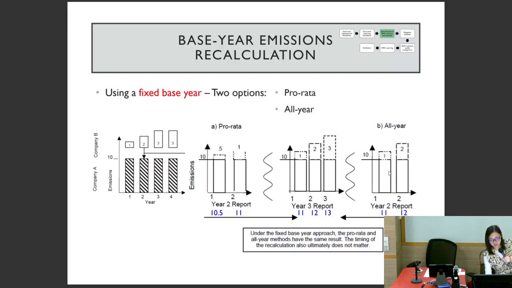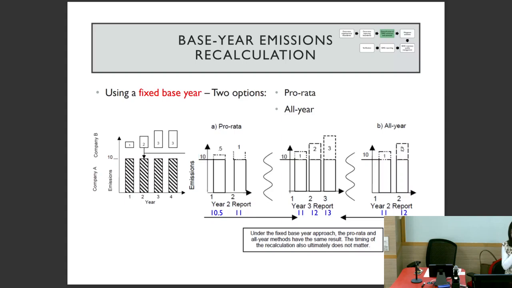So in this way, for the year 2 report, by the end of year 2, company A owns company B, so 100% of the emissions. So if year 2 is 100%, the base year should also be 100%. So 100% of 1, that would be 10 plus 1. And for year 2, 100% of 2, so 10 plus 2. So this is the fixed base year, all year approach.